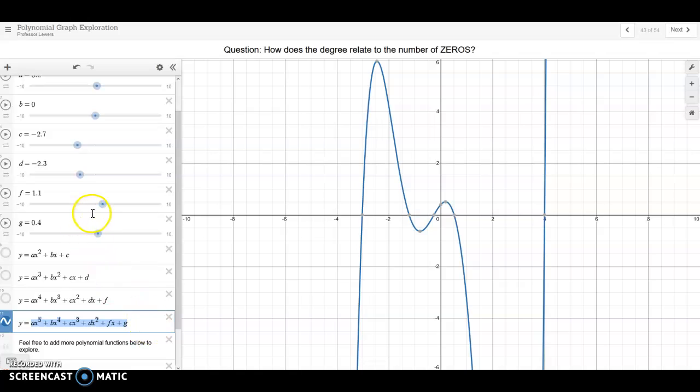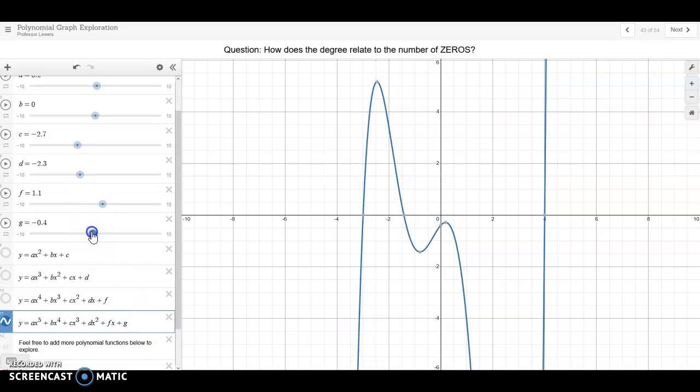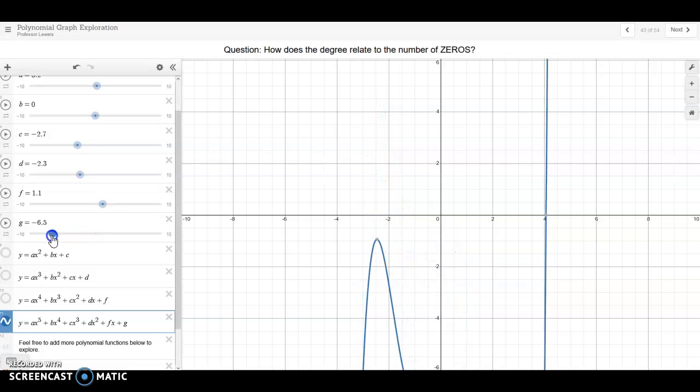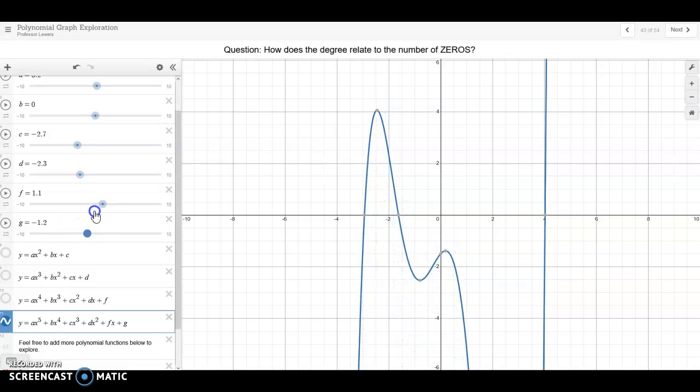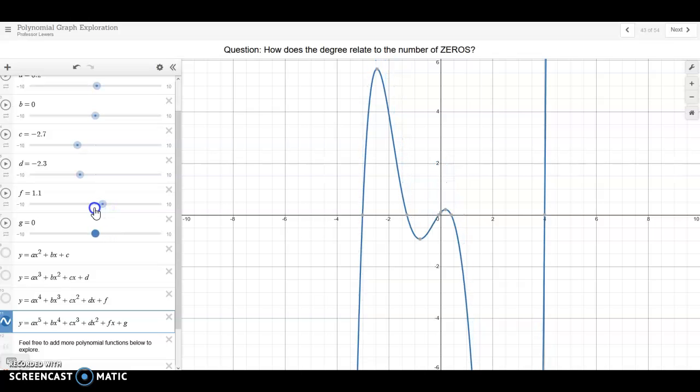We were able to slide this down and up and change that to 3 zeros or 1 zero or 3 zeros or 5 zeros. So what's the relationship between the number of zeros I have and the degree, the maximum number of zeros I can get and the degree?